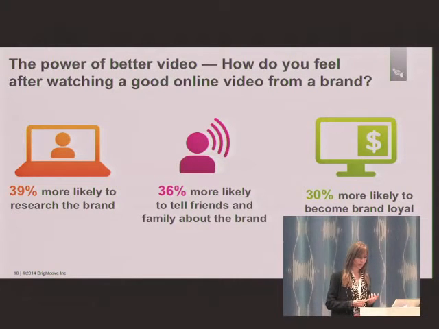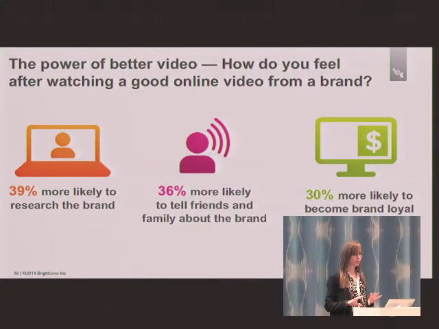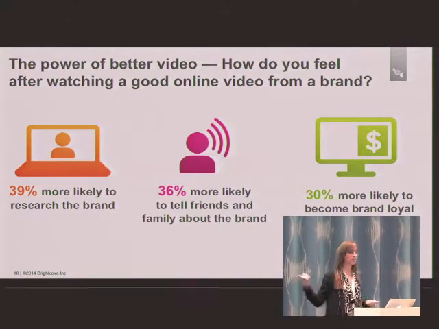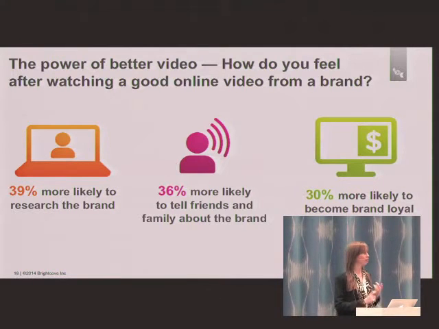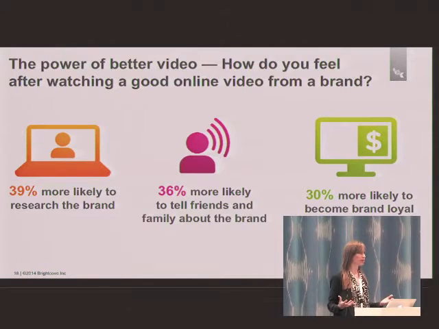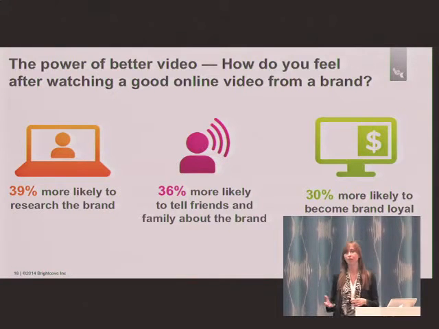And then lastly, we asked more deeply what their response is once they complete video content that they liked or enjoyed, and that potentially they shared. These responses, I think, are quite significant, right? They're more likely to research that brand and continue researching that brand. They're more likely to tell their friends, and they're more likely to buy from that brand or become loyal.